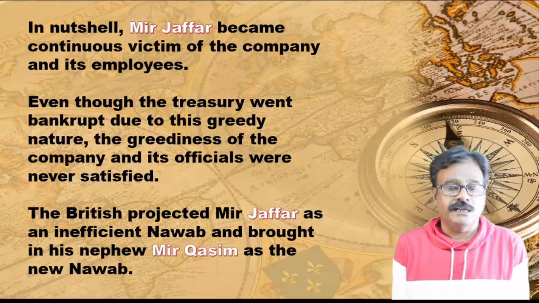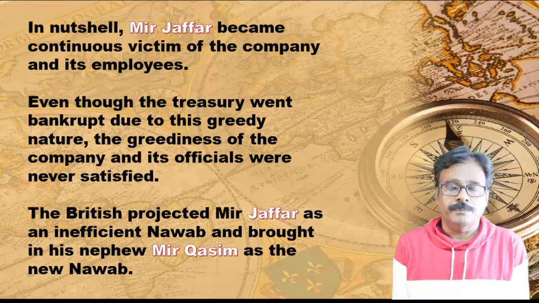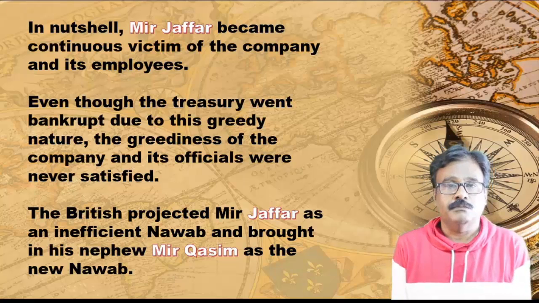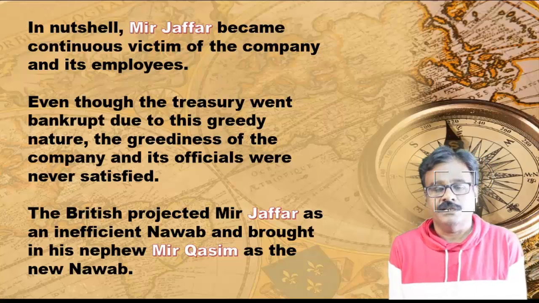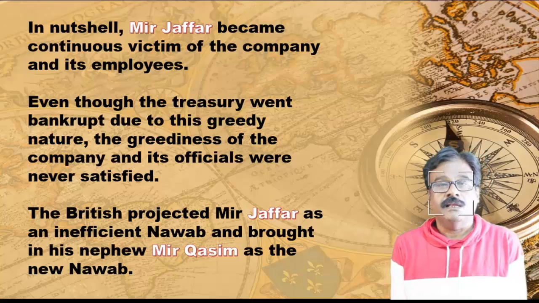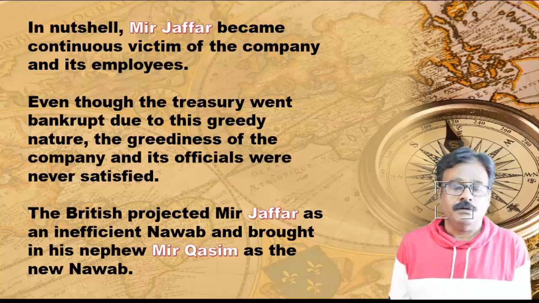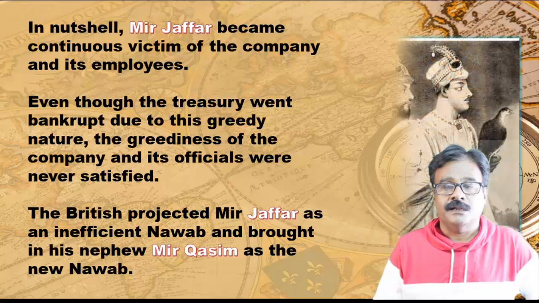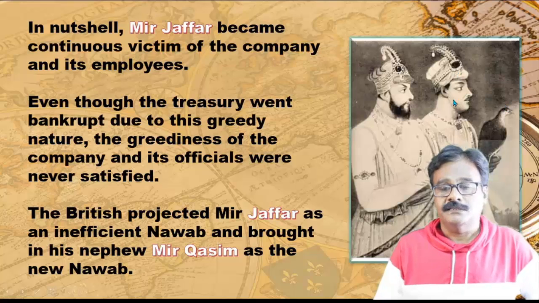The British projected Mir Zafar as an inefficient Nawab and brought his nephew Mir Qasim as the new Nawab. When Mir Zafar refused to pay any amount and also ordered them not to interfere in local affairs in his administration, the East India Company removed Mir Zafar, saying that he is an inefficient Nawab, and brought his nephew Mir Qasim as the new Nawab. You can see in this picture, there are two persons. He is Mir Zafar, and the second one, who is keeping a bird, is Mir Qasim.